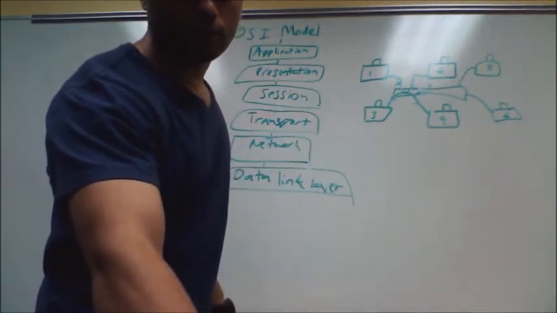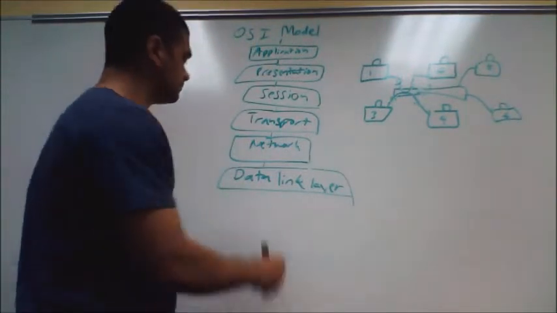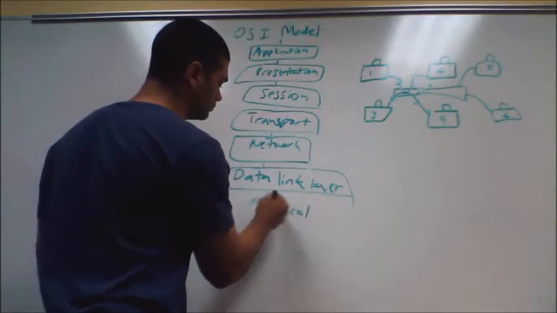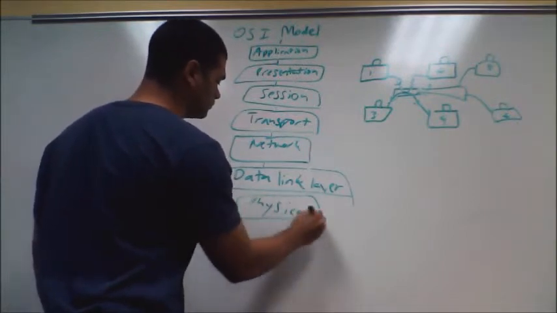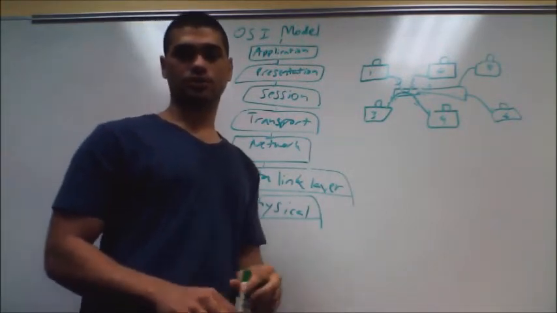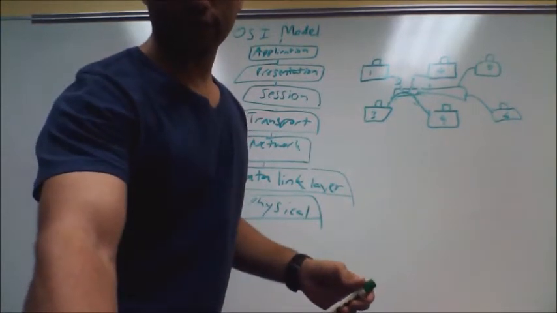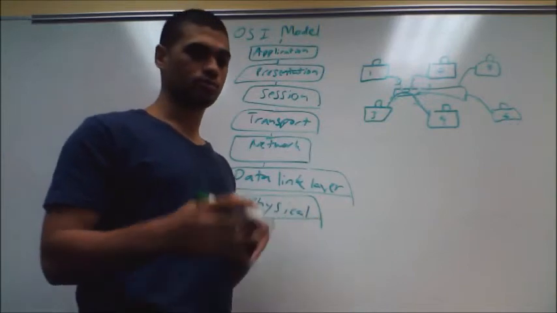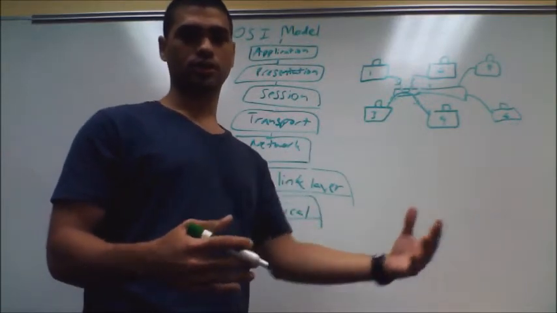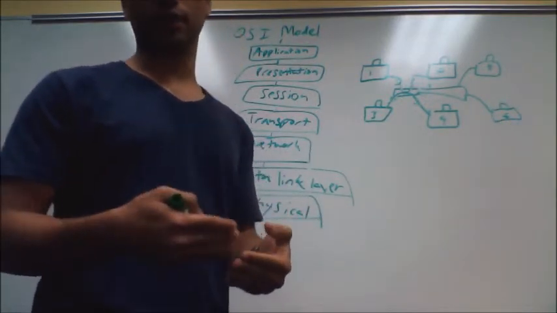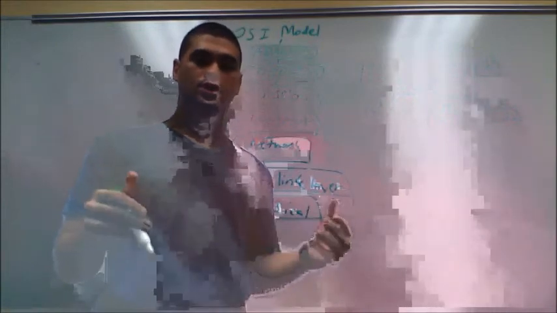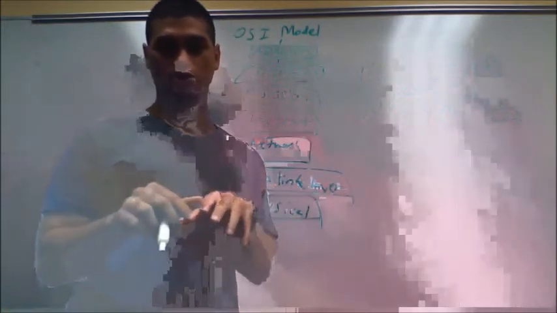Now, the final layer that I'm going to talk to you about is the physical layer. The physical layer is pretty much exactly what it means, the physical aspect of everything that goes on within the network. Let's say the computer is connected to another computer. It's going to have to use wires and cables and all that stuff to connect to each individual component. All the cables and cords that connect the computer to the network.